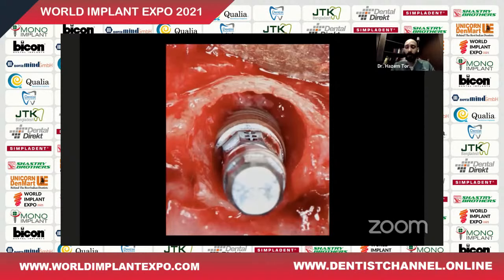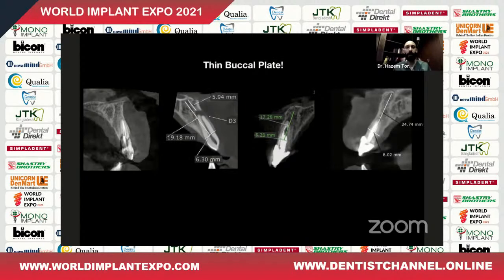Now, there are 4 different areas that we're going to look at, all with thin buccal plates, all with the possibility to achieve primary stability, and in all 4 cases we are able to go for immediate placement and immediate loading. If we start with any of these cases, they have different scenarios and the patients are different. So they have to be done in a different manner.